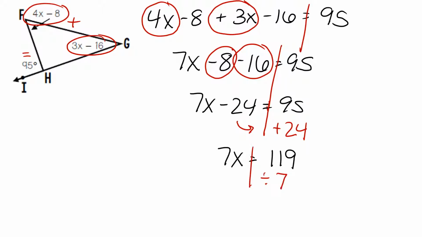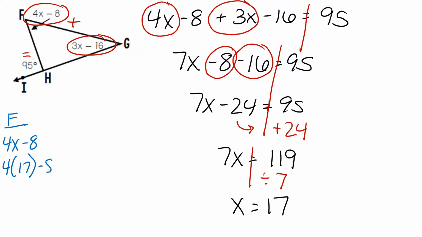And our last step is to divide. In this case, we're dividing by 7. 119 divided by 7 is 17. We have to take that answer and plug it back into each equation. For letter F, we use our equation 4x minus 8, and we're going to use our answer 17. 4 times 17 is going to give us 68, minus 8 is going to give us 60 degrees.